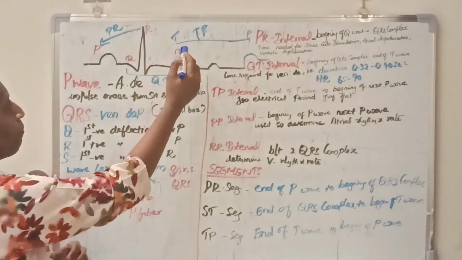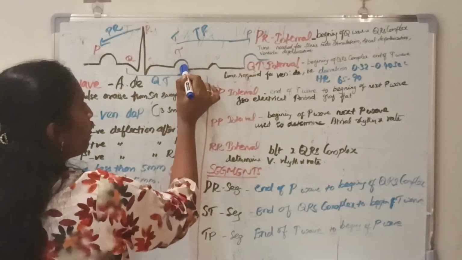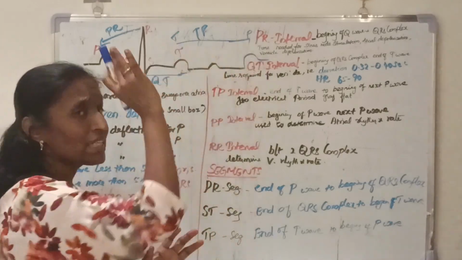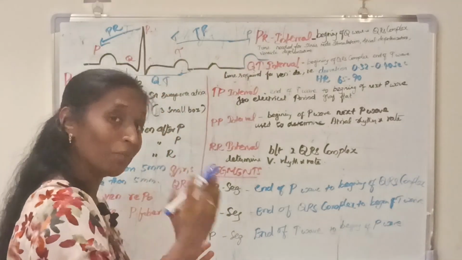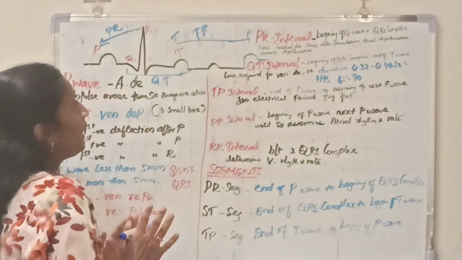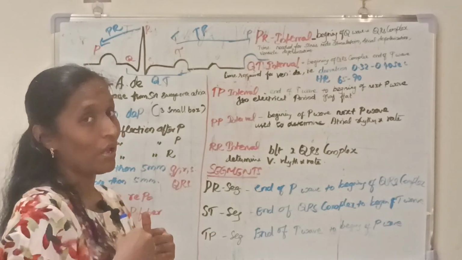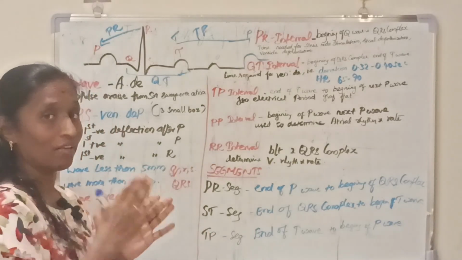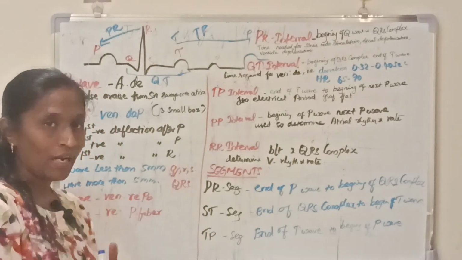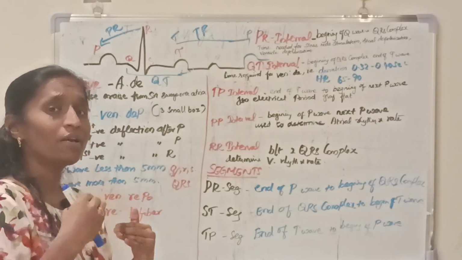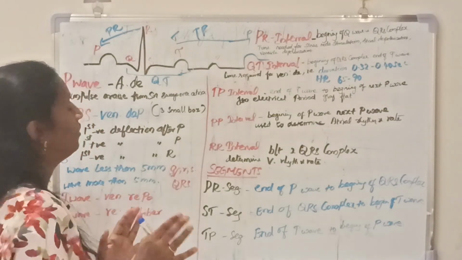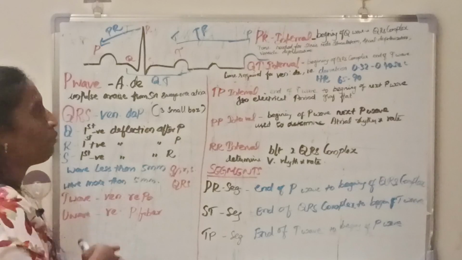Understand? So the TP interval is the end of a T wave and the beginning of the next P wave. That state we call the isoelectrical period or isoelectrical state. In this there are no electrical impulses. It is represented by the flat line between the T and P.